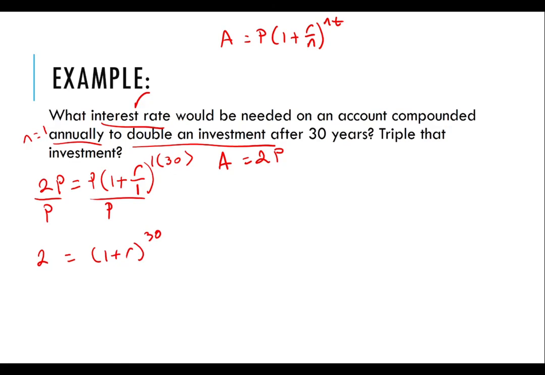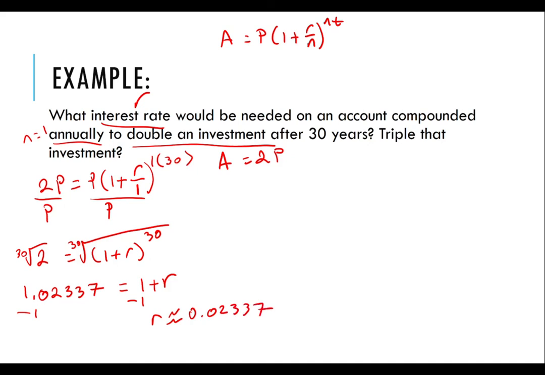Well then, how do we solve this? Well, this is the 30th power, so we just need to take the 30th root. The 30th root of 2 is about 1.02337, and then that's equal to 1 plus r. Now technically you have to deal with the plus or minus, but we're not going to have a negative interest rate, and so we're going to leave it be. Then subtract 1, we get that r is approximately 0.02337, and so depending upon how you want to write it, that's the same thing as 2.34%.